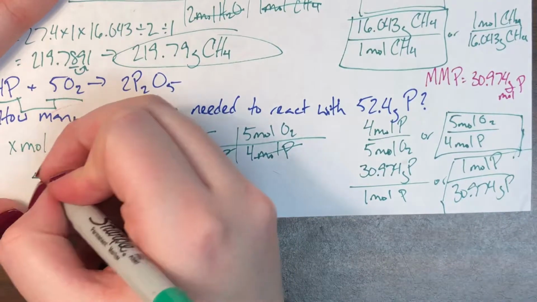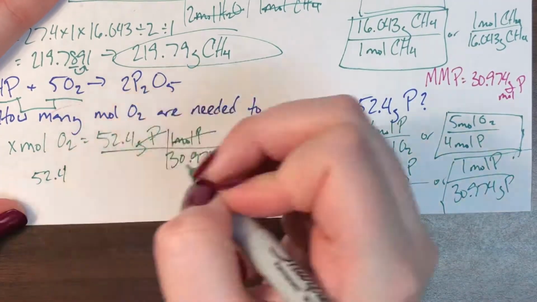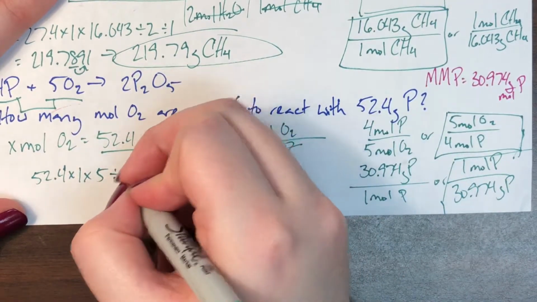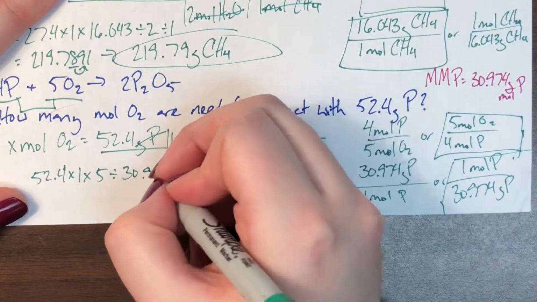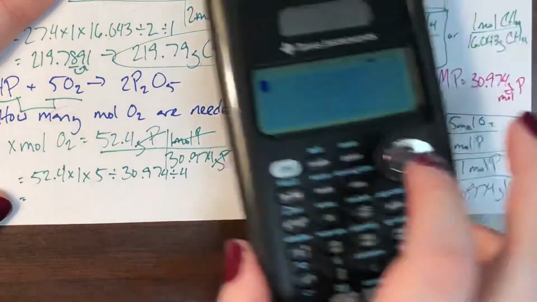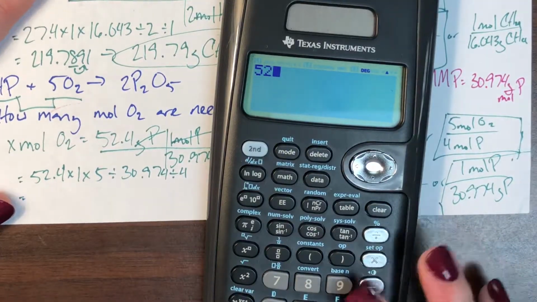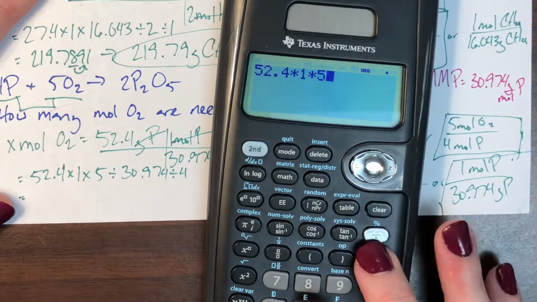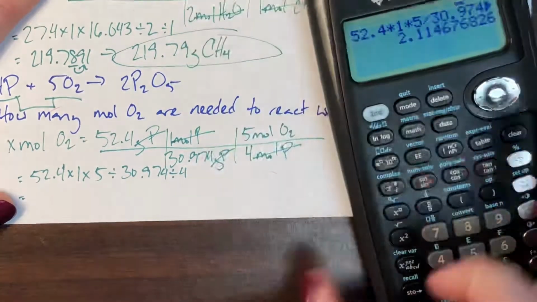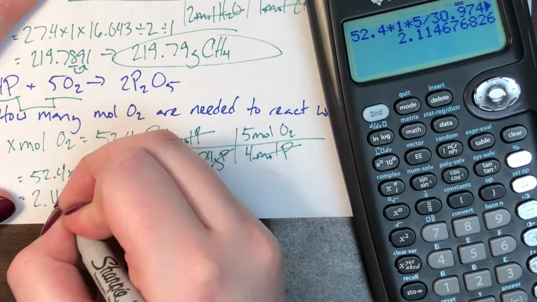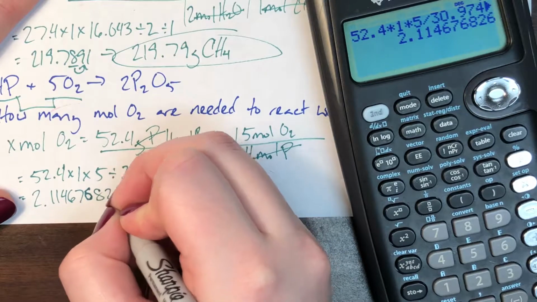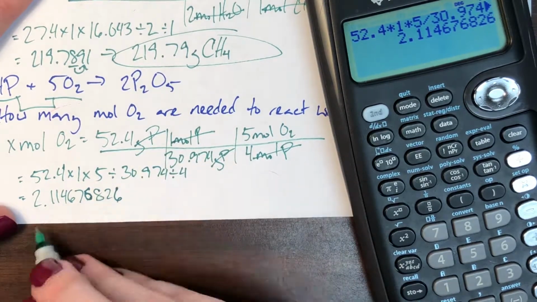Multiplying everything on the top, so 52.4 times 1 times 5, divide by everything on the bottom, 30.974, and 4 will give me 52.4 times 1 times 5 divided by 30.974 divided by 4. Okay, that gives me 2.114676826. Lots of sixes. Okay, so this is my gross ugly number.